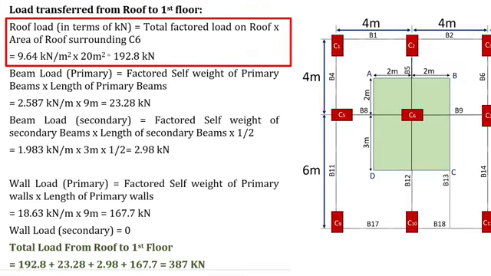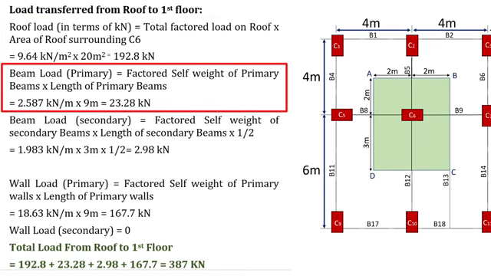The roof load will be equal to total factored load on roof into area of roof surrounding column 6. Total factored load on roof is already calculated as 9.64 and area of roof surrounding column 6 is 20 meters square. On substituting these values, roof load will be equal to 192.8 kN.